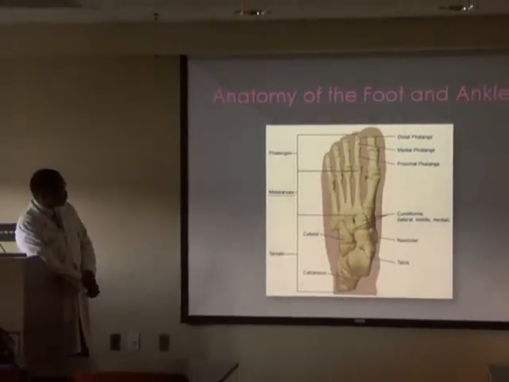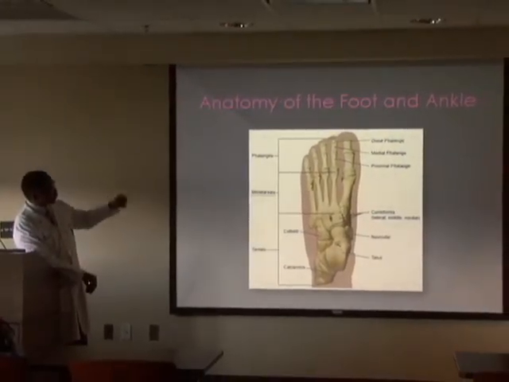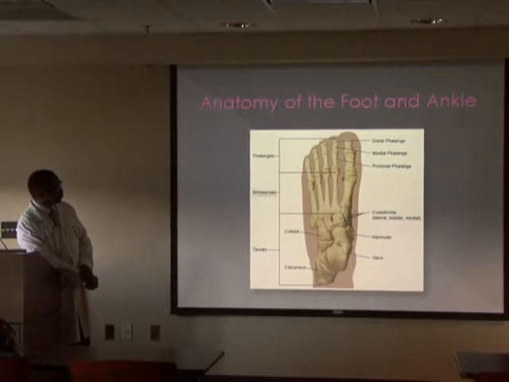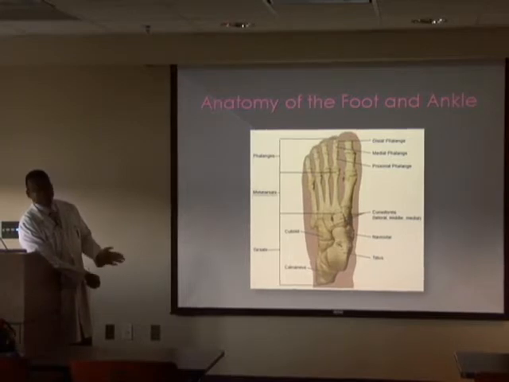Of the 26 bones, they are broken down into forefoot, which include the toes as we know them, the metatarsals, and then the hind foot, which include the cuboid, the calcaneus, and the talus bone, which connects to the ankle.